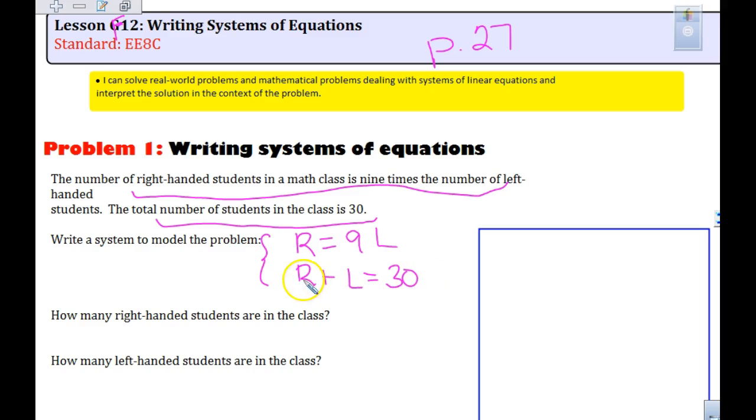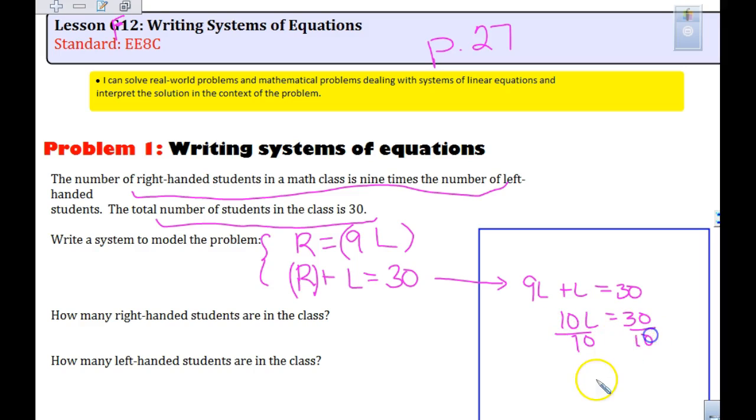So when I look at my equations, I have 2 equations. I am now going to solve them. And in this case, this is a perfect one for substitution. So I am going to write my new equation, and in place of R, I'm going to put 9L plus L equals 30. I'm solving that by adding my like terms and getting 10L equals 30. And then I divide both sides by 10. Which makes sense. The number of left-handed people, there are only 3.